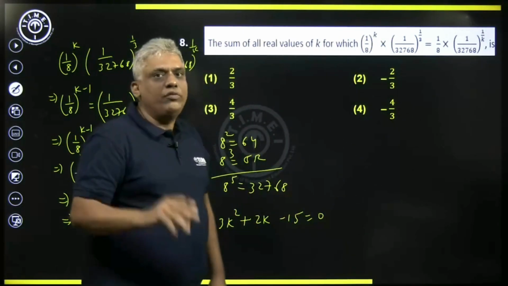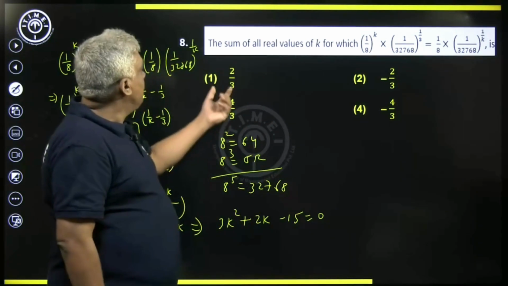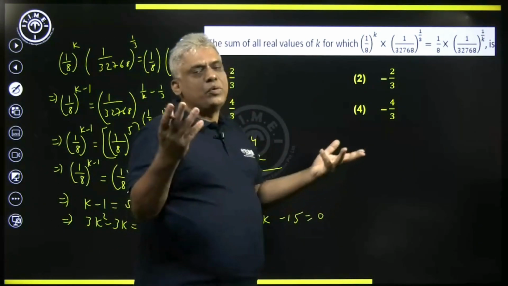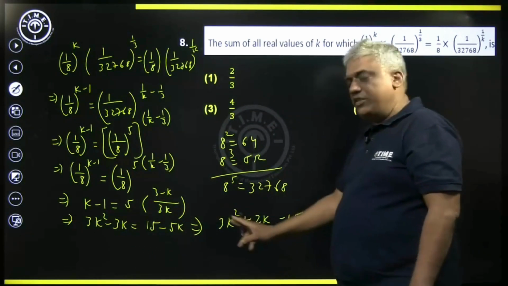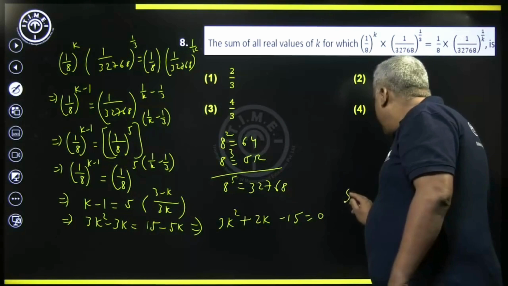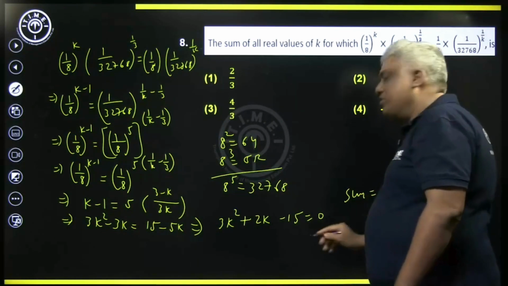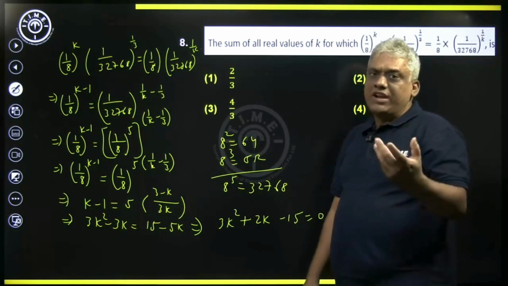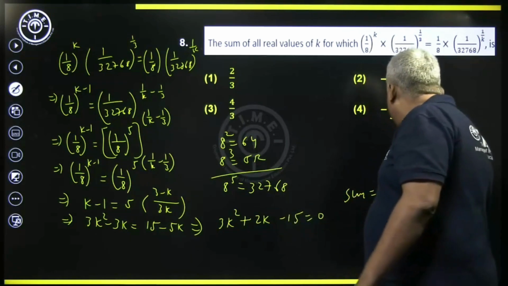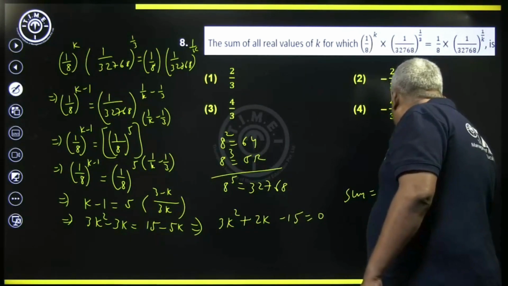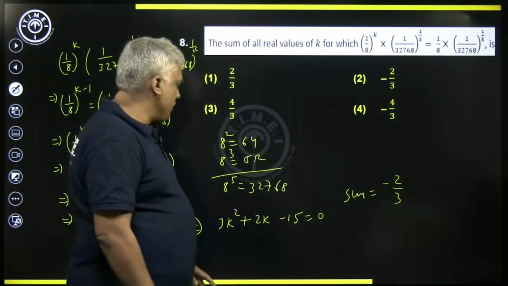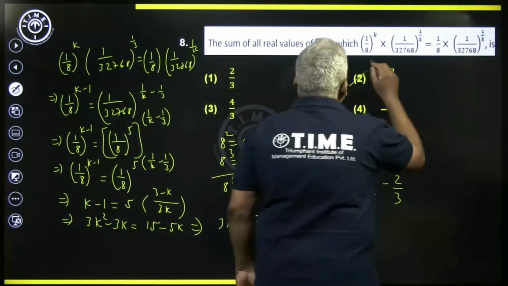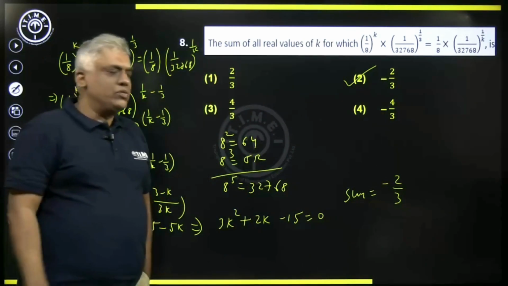Now, no need to solve for k because they are asking the sum of the real values, the sum of the roots. So, basically we have to get the sum of the roots of this equation, right. We know the sum of roots of a quadratic equation is minus b by a. So, it will be minus 2 by 3, that will be the sum of the roots. So, the answer is minus 2 by 3, which is option 2, okay. I hope this is clear, right.